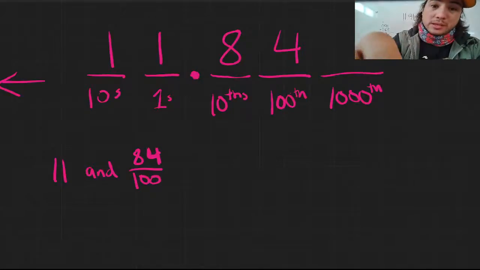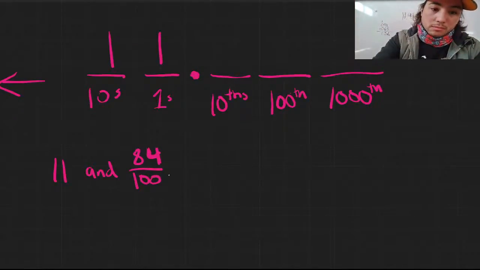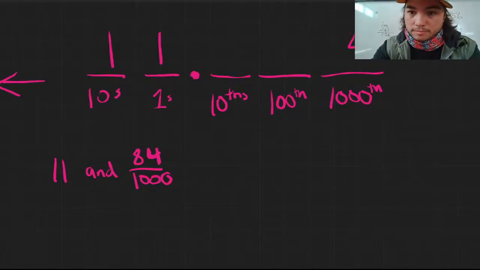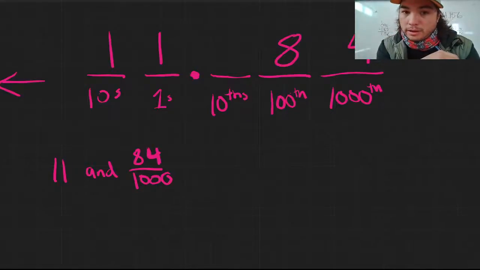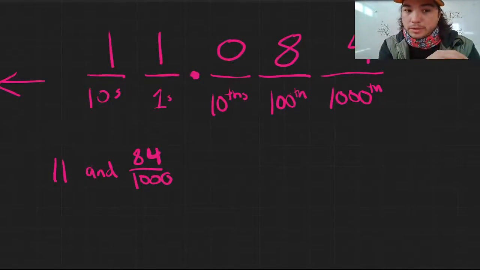Okay, if you had something like 11 and 84 thousandths, it would look quite different because your 84 would have to end in the thousandths place. Like that. And then, oh, we have an empty tenths place in the middle. So what are we going to need to do? We need to put a 0 there. So this would be 11 and 84 thousandths.